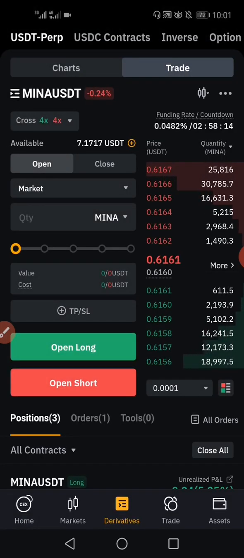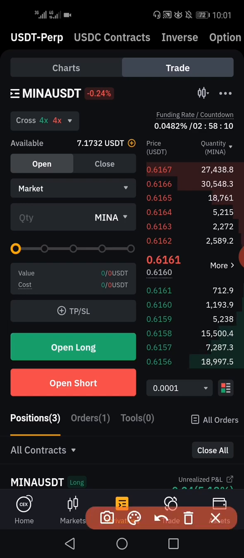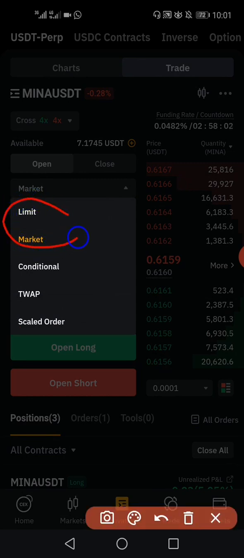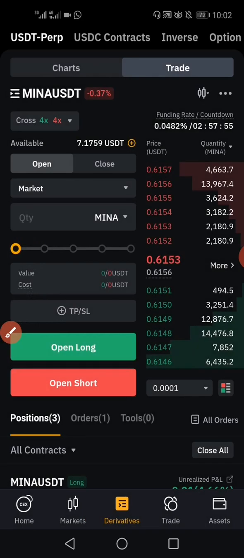When you now go down, you have the market order. That's where it is, so I can click on it. You see market, you see limit. I told you we are concentrating on these two, limit and market. You know what limit is, you know what a market order is.